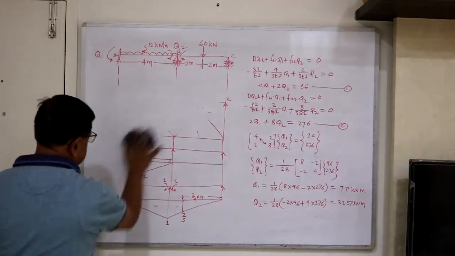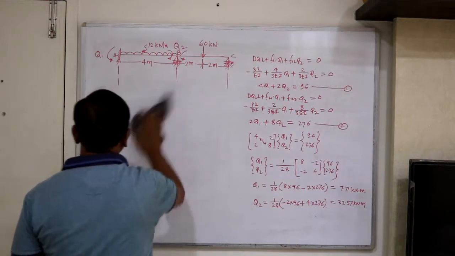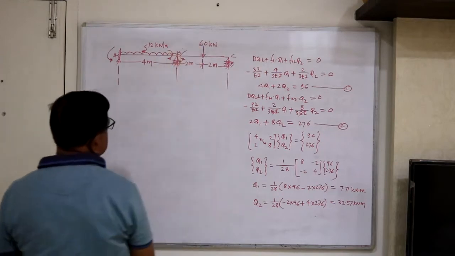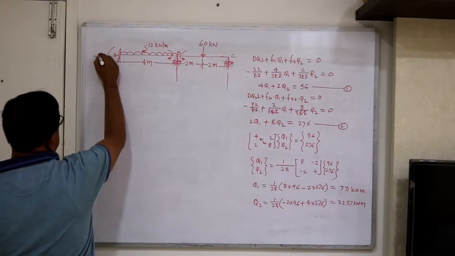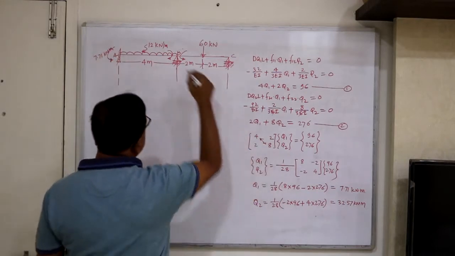So we have calculated the moments. Now you can write down these values at the ends. So this is 7.71 kilonewton meter and this is 32.57.